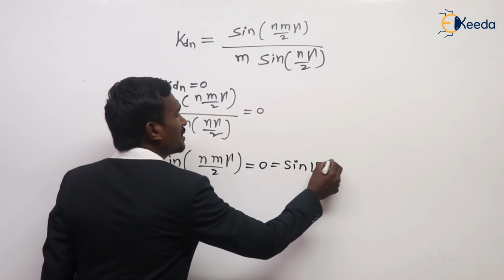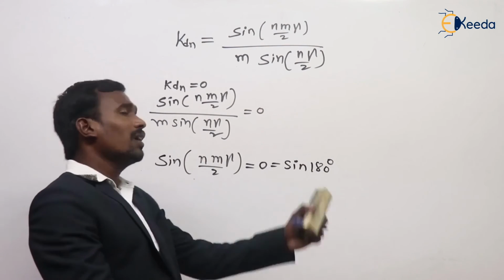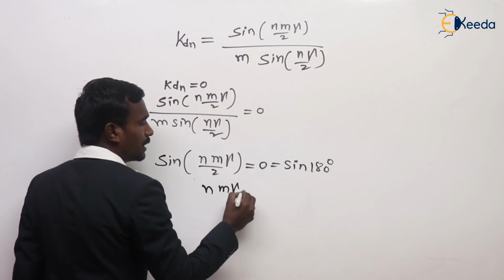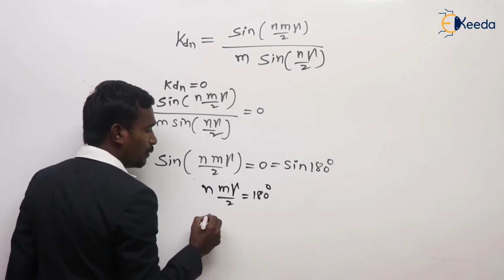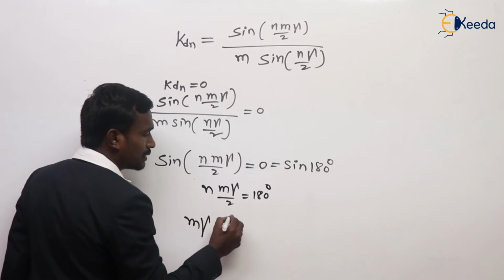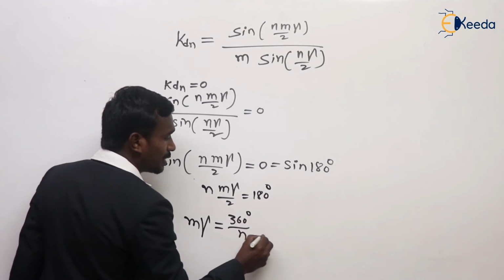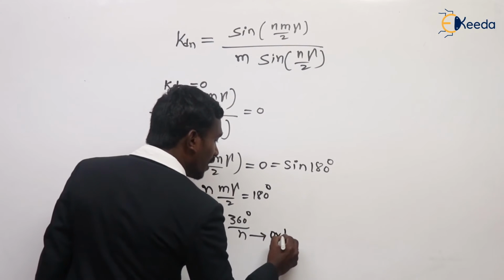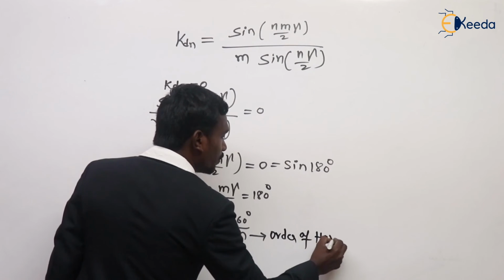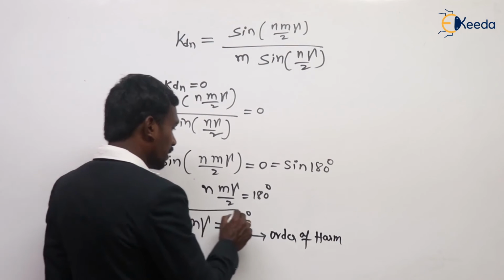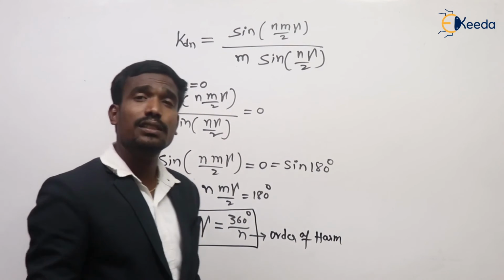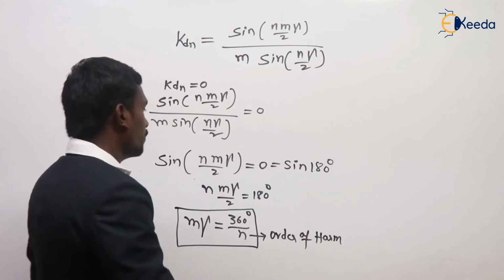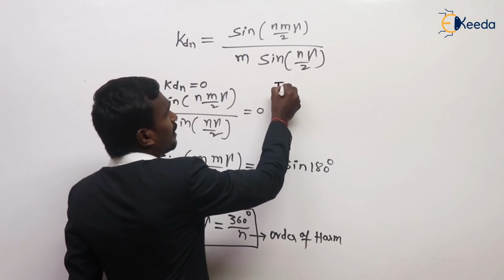0 can be written in terms of sine 180. Sine theta is equal to sine theta, so theta is equal to theta. So tell me, what is M gamma from this? M gamma is equal to 360 degrees by n. Here n is not the number of phases. N is the order of harmonics. This is M gamma. M gamma is equal to 360 degrees by n, where n is the order of harmonics. For example, they will ask you a question to eliminate third order harmonics.